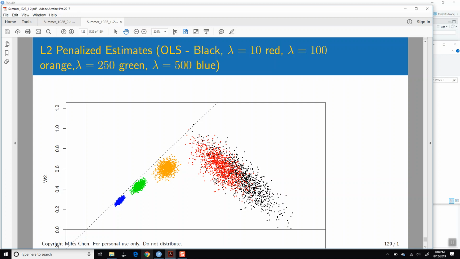Okay, and so the bias is going to be the squared distance from here to here, and the bias of this is going to be the squared distance from here to here. And so we can see that the bias of this cloud versus this cloud is a little bit less, and as we increase our lambdas, the bias, this distance, gets bigger and bigger.